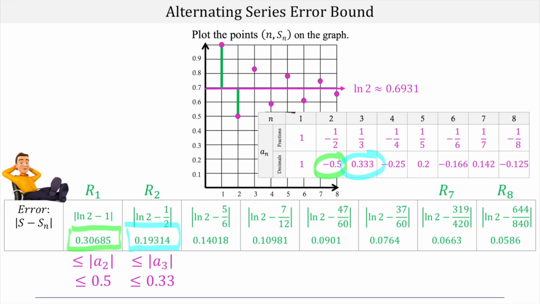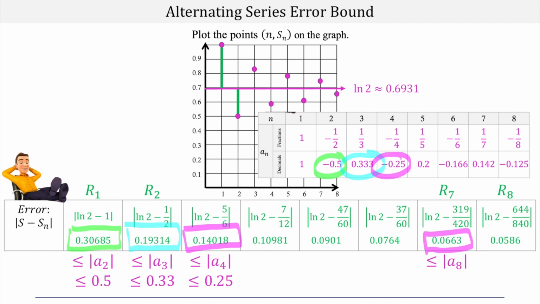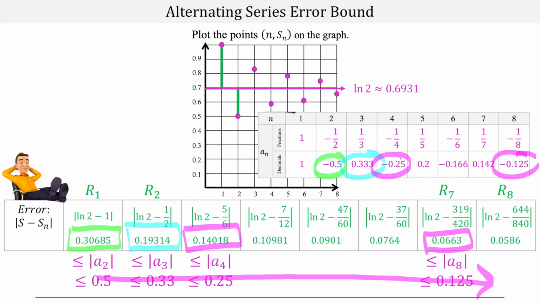And if we keep going, let's look at the third remainder, which is less than the absolute value of the fourth term. See where this is going? The seventh remainder is less than the absolute value of the eighth term. And these are also decreasing numbers. So we can get pretty accurate as we take more and more partial sums, but we can also know how far off our answer could be.